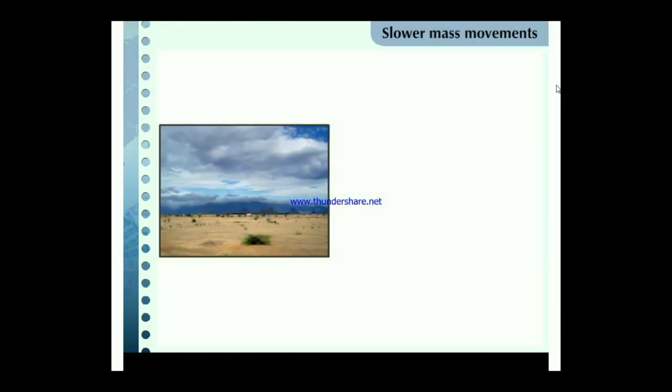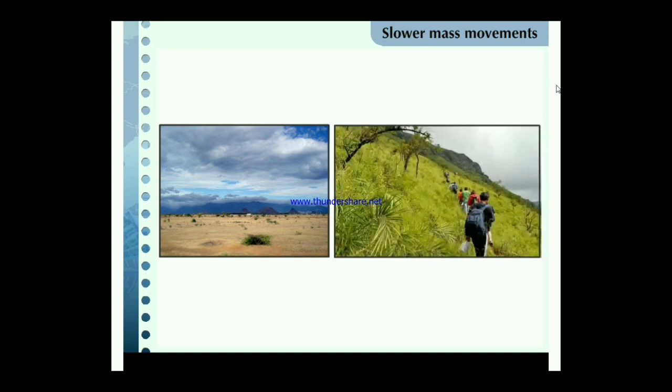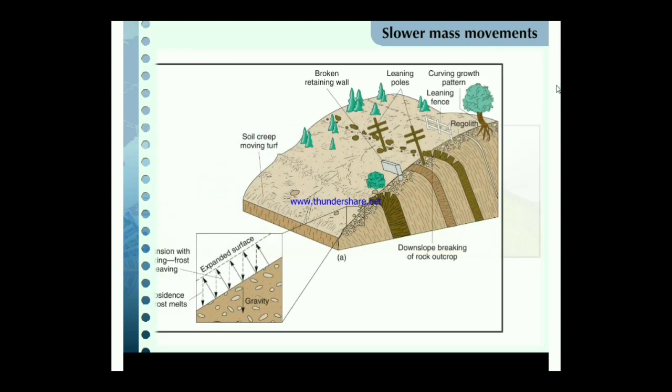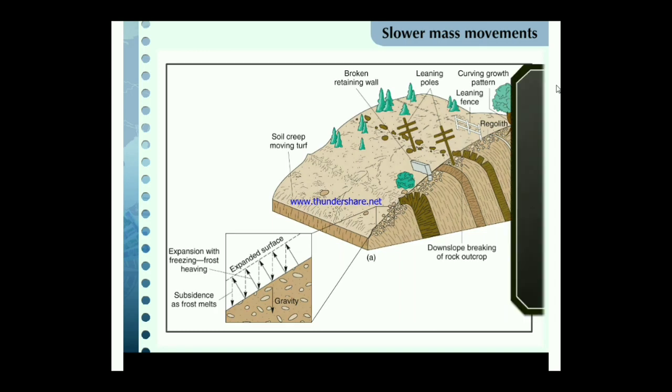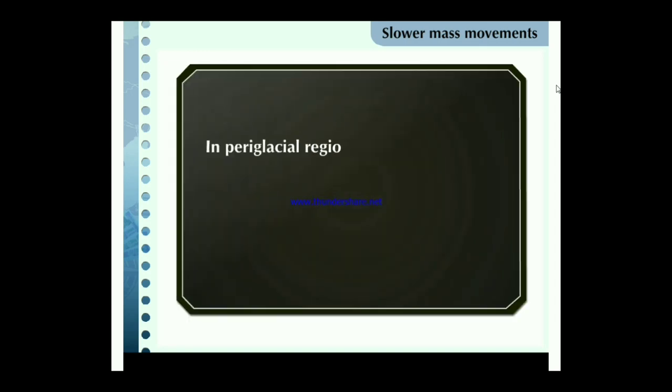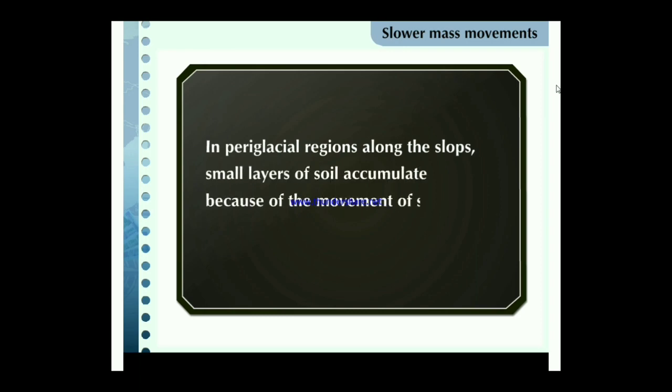Slower mass movements. In areas with dry climates and gentler slopes, mass movements occur slowly. Soil creep is a common phenomenon in such areas. In periglacial regions along the slopes, small layers of soil accumulate because of the movement of soil. This is called solifluction.